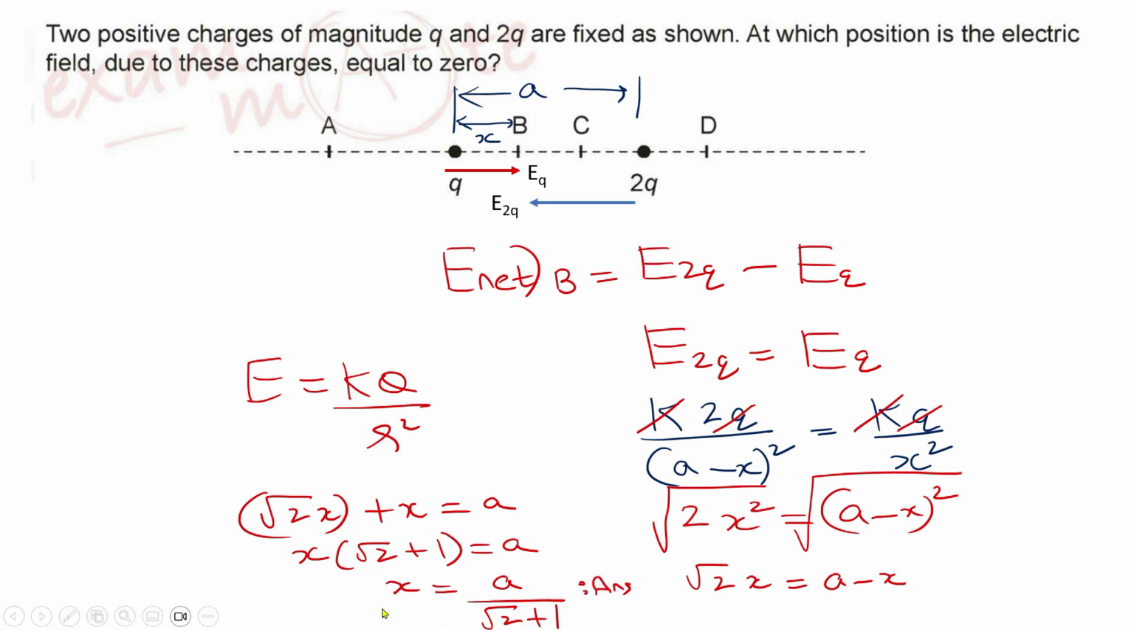Now, although we were not supposed to find X, that was just for your concept level understanding. For this question, all we needed to do was B was the point since it is closer to Q, which is the smaller charge, and it is further away from the bigger charge. So it is possible that the two electric fields can cancel each other out. And that's why option B is the answer for this question.